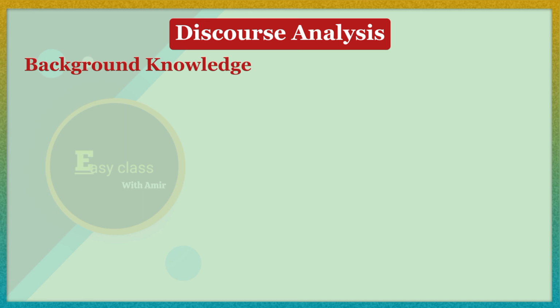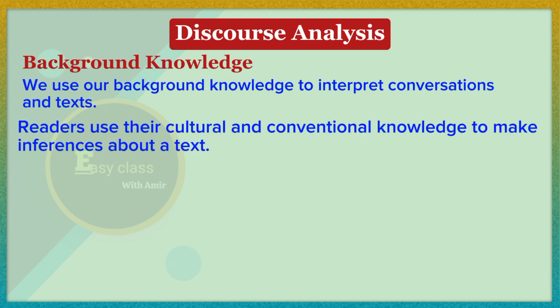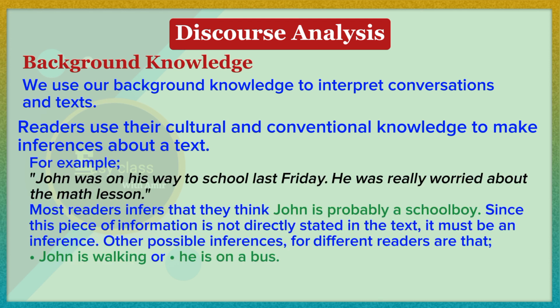Background knowledge. We use our background knowledge to interpret conversations and texts. Readers use their cultural and conventional knowledge to make inferences about a text. For example, after reading the text below: John was on his way to school last Friday. He was really worried about the math lesson. Most readers infer that John is probably a schoolboy. Since this piece of information is not directly stated in the text, it must be an inference. Other inferences, for different readers, are that John is walking or that he is on a bus.